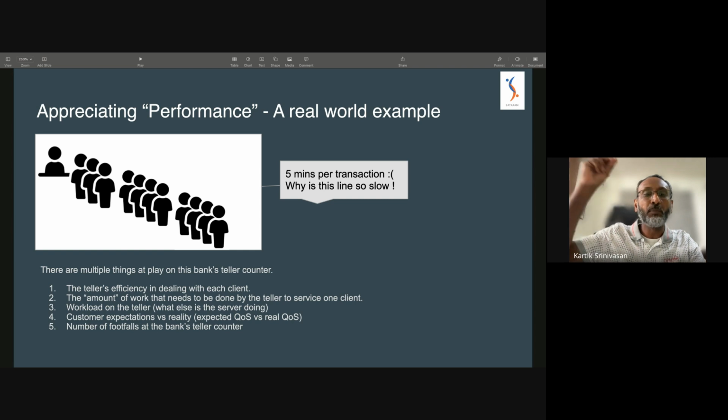So don't just jump to the first conclusion that you draw, that the teller is inefficient. It could be many things at play, correct? And so unless we have the monitoring metrics for every one of these problems, we can't really solve the problem properly. A classic example is Jeshwin's question on the in-call messages that says, for instance, for Big Billion Days, how would they forecast the approximate traffic that they would face and set up the servers accordingly?